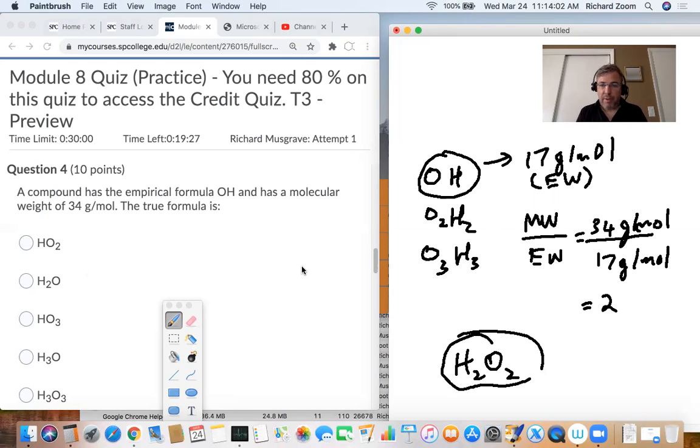So if it was something like, let's say it was NO2, and we found there were 3 units, then it would have been N3O6, for example. So it's all a matter of just looking at the empirical weight divided into the molecular weight. You can get more information about this by looking at the soft chalk as well.